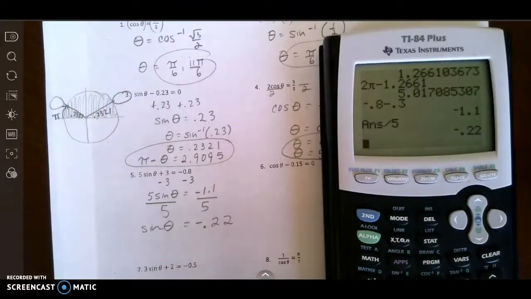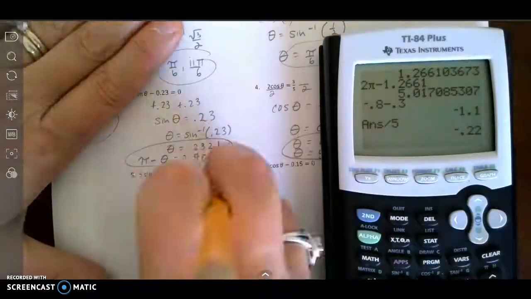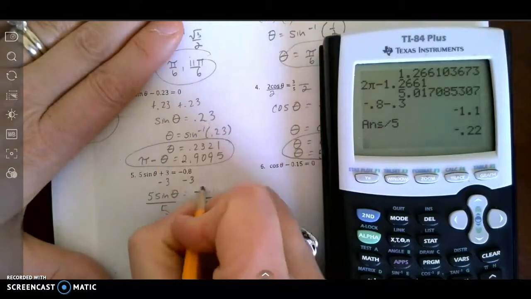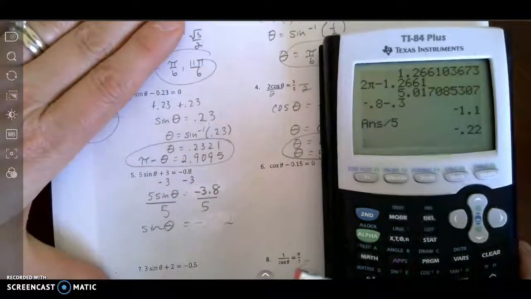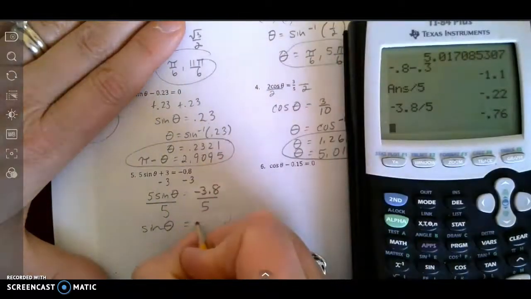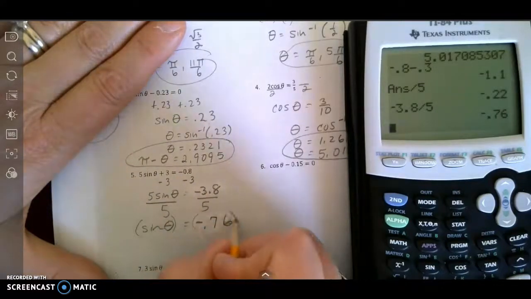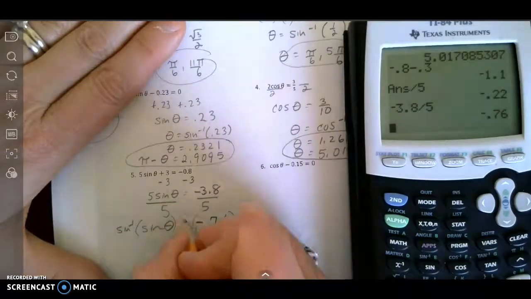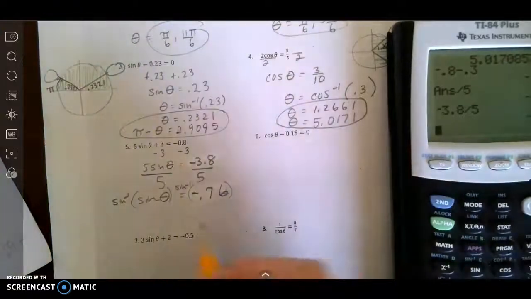Did I do that correctly? Oh, that was minus 3, not minus 0.3. I just realized I had an error here. I'm so sorry. That's negative 3.8. Just noticed that error. So then, negative 3.8. Sorry about that. I just noticed that it was not 0.3, that was just 3. And we get negative 0.76. And I take the inverse of each side. Sometimes I show this step, sometimes I'm just saying it. I'm trying to, in case you need to see it, show it sometimes.